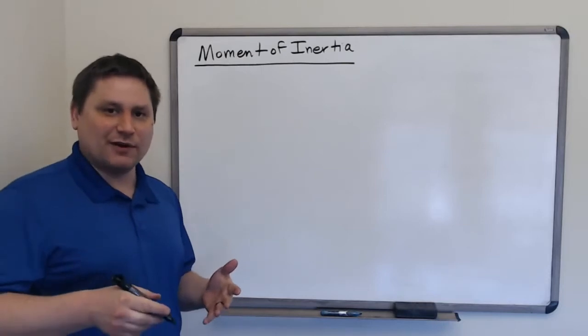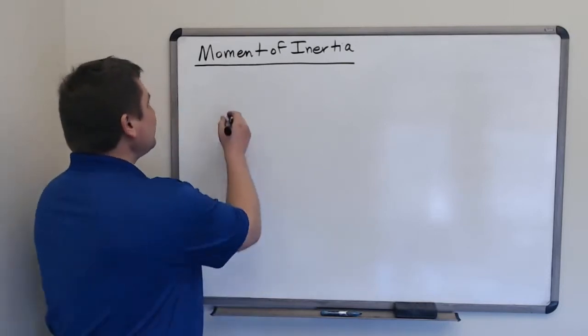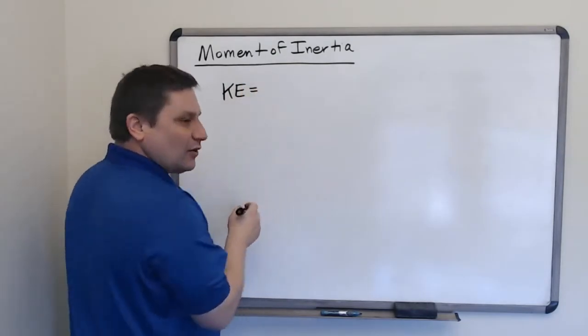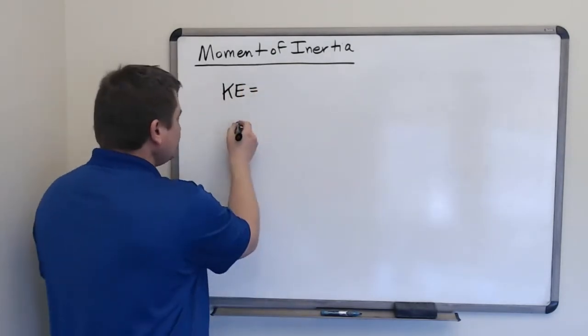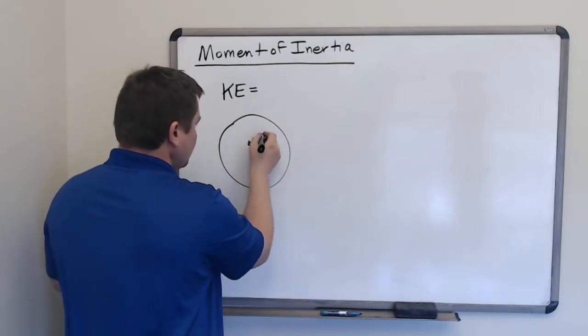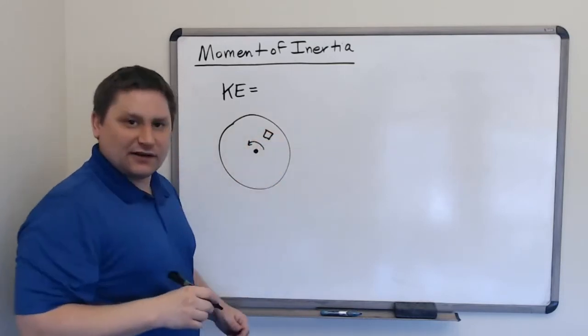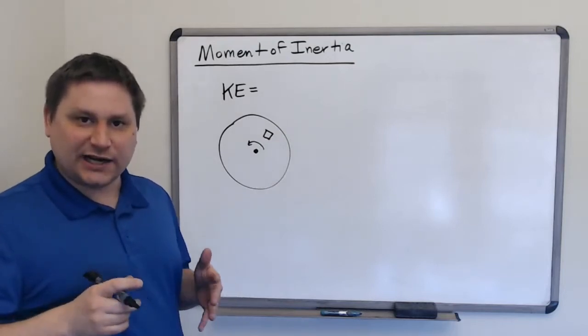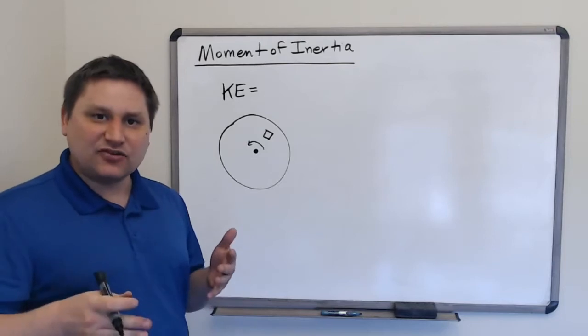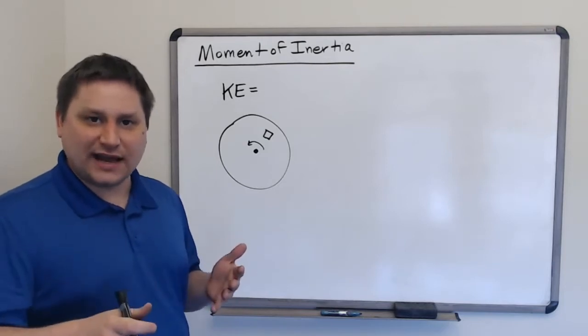Let's see how the moment of inertia comes about by considering the kinetic energy of a rotating object. We consider kinetic energy because it's a quantity that just adds up. If there are more pieces of mass moving, then each one contributes its own kinetic energy to the total.